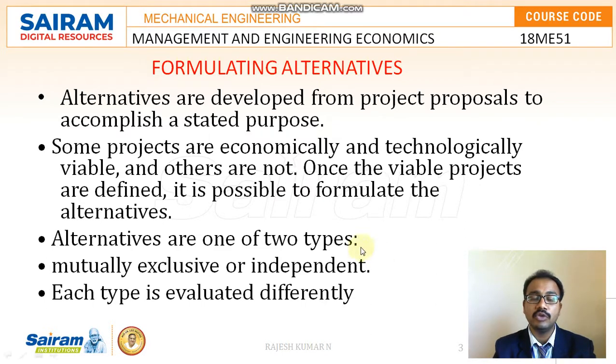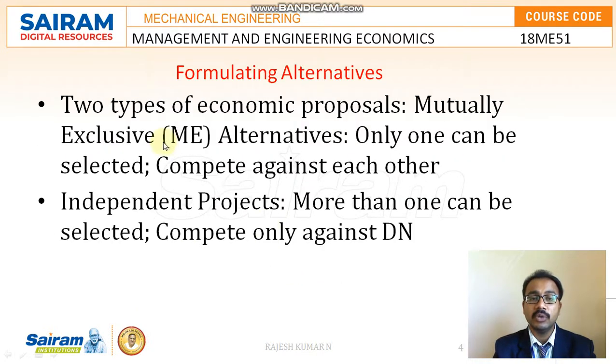The alternatives usually we can classify into two types. The first one is mutually exclusive and the second one is independent. We know that each type is evaluated differently. So the two types of economic proposals we will be discussing in detail. The first one is mutually exclusive alternatives, in short form ME.